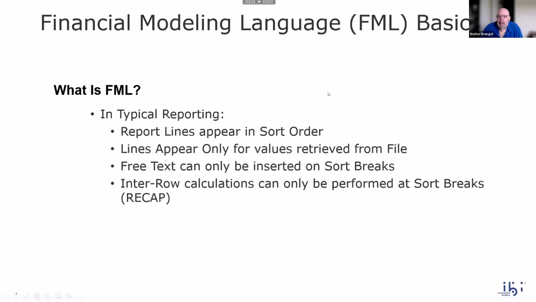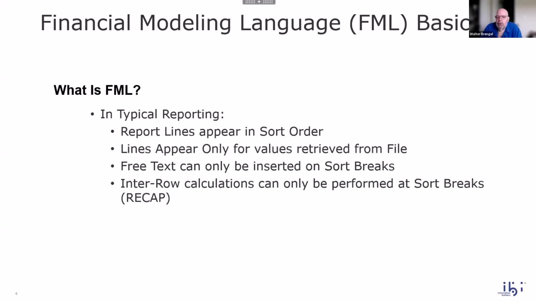So what is FML? In a typical report, you identify the columns you want to see on a report, and you have the sort orders. And that's pretty much basically it. You can go down with a by in your sort order, or you can go across the page using the across. You can also do free text. But FML allows you to do row and column calculations, and that's the main power behind FML.